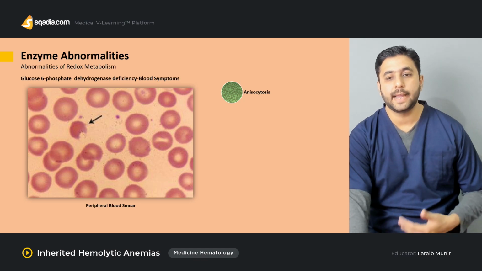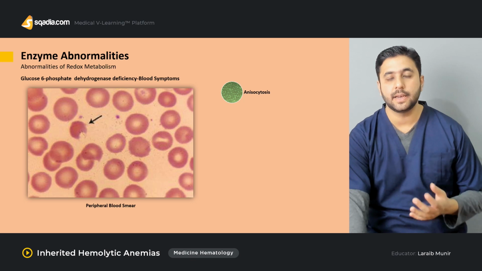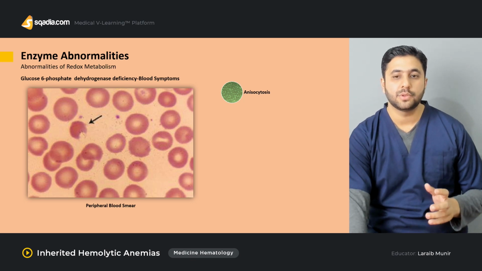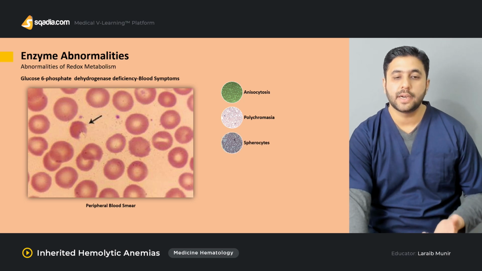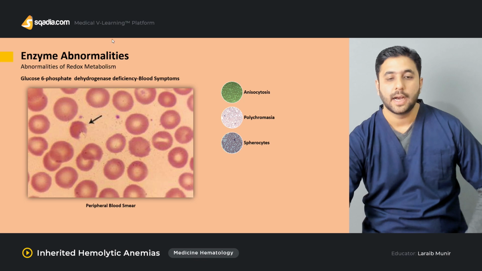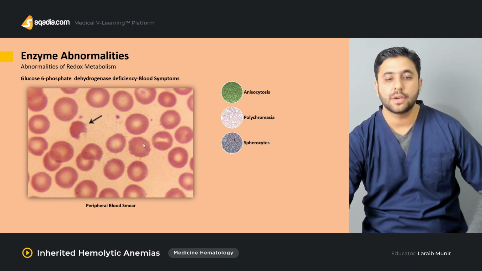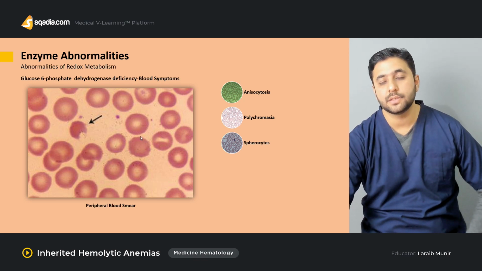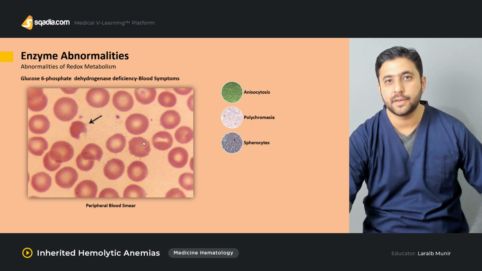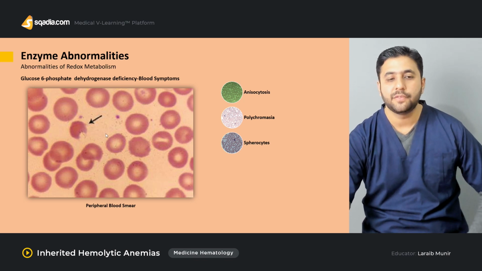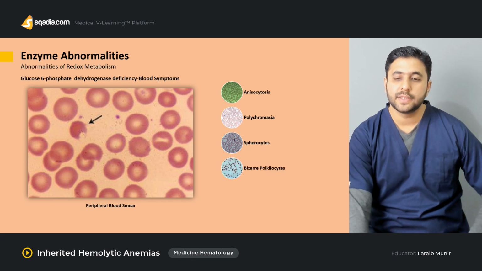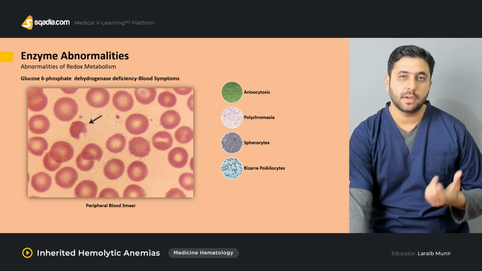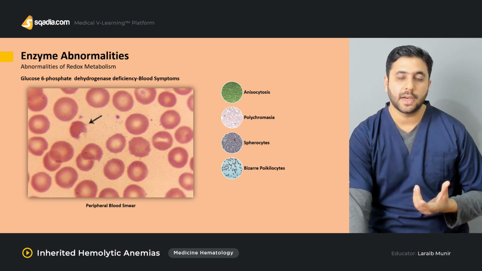Along with that, there will be anisocytosis, which is basically varied shapes or sizes of the cells. Polychromasia might be present. A few spherocytes like these are present in these patients. The concentration is not high enough to diagnose hereditary spherocytosis, but there will be a few, like one here, like one here. Along with that, there might be bizarre poikilocytosis, in which there might be membrane blebbing of the RBCs.